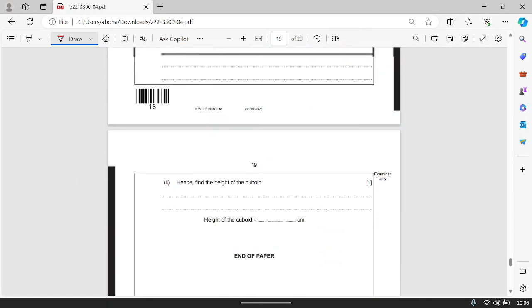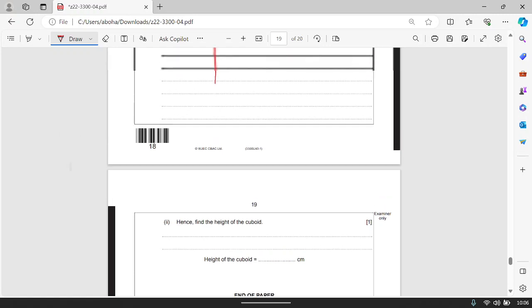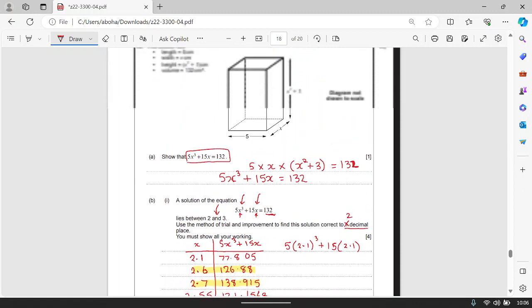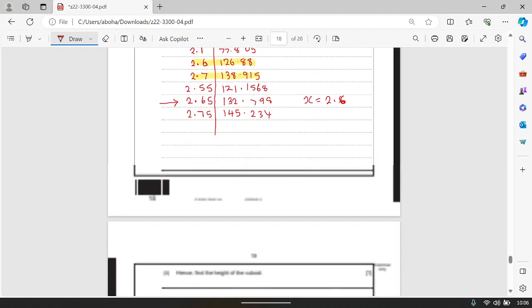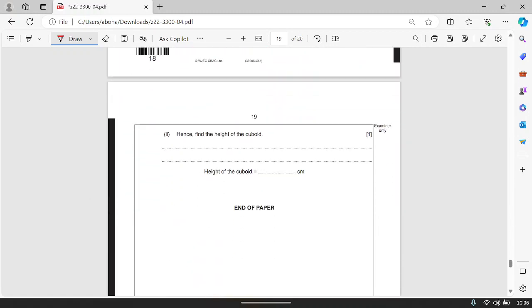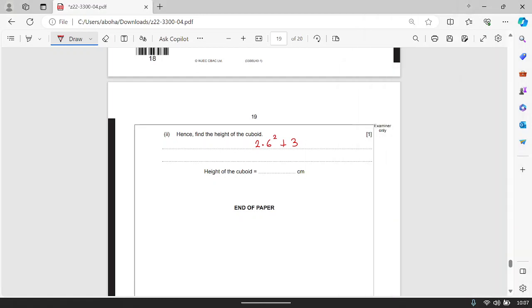Hence, it says, find the height of the cuboid. Okay, so the height of the cuboid, therefore, there we go. That's the height of the cuboid. So it's going to be x squared plus 3. We know that x is going to be equal to 2.6. So it's 2.6 squared plus 3. And the answer, just go on there, 2.6 squared plus 3. I get 9.76.